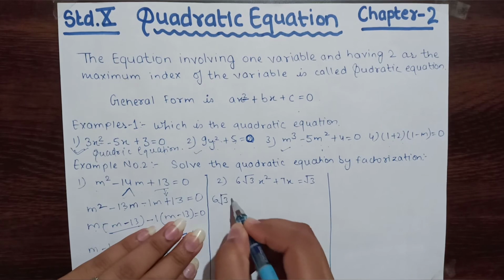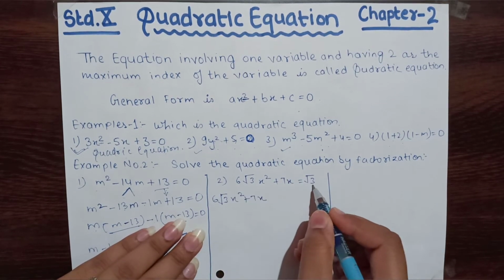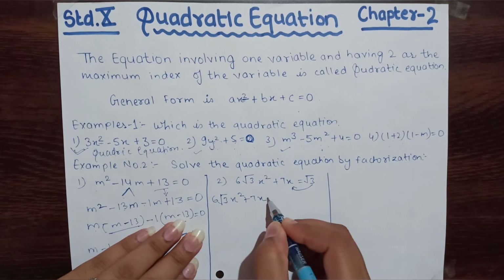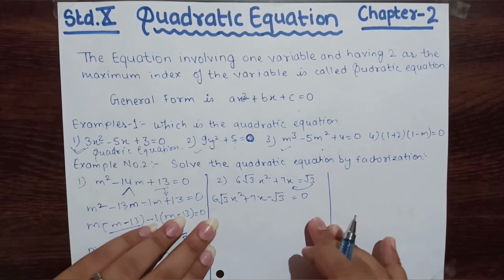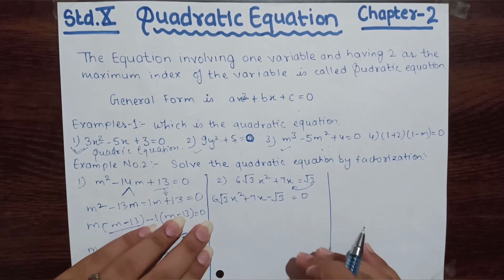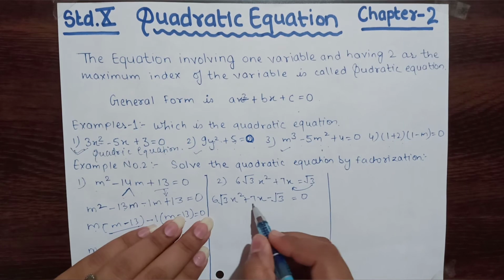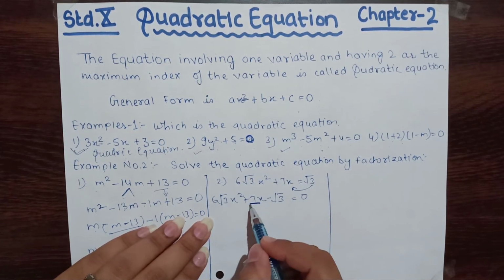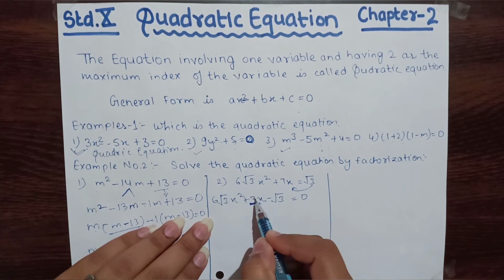So 6 root 3 x square plus 7x, and this root 3 will come over here. That will become minus root 3 equals to 0. So now it is a proper quadratic equation. Now we can solve it using the factorization method. So let's convert this 7. We need two numbers which by subtracting or adding we can get answer as 7.